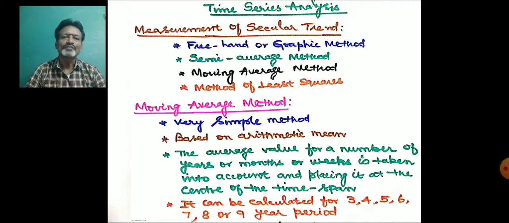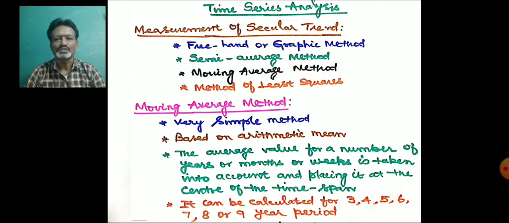Suppose a 5-year moving average is asked. At that time, you take the first 5 years' total, and the total should be written in the middle year, that is the third year. Then leave the first year, again take the 5-year total and write it on the middle year. In this manner you have to write.